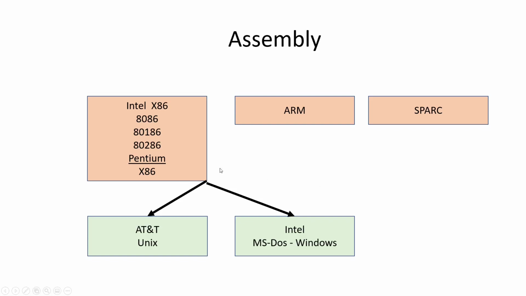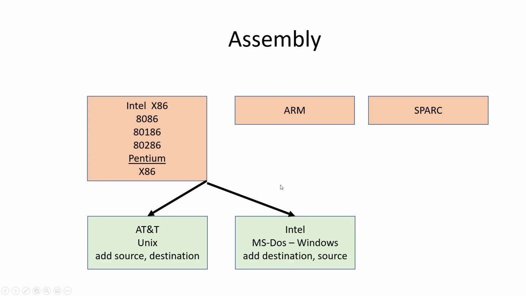We also find that there's actually two different versions of x86 out there. One developed by AT&T for use with the Unix system, and the other one developed by Intel, used with MS-DOS and Windows. These are very similar. One of the major differences is whether the source comes first and then the destination, or the destination first and then the source. And we're going to be focusing on this one right here, the AT&T version developed for Unix.